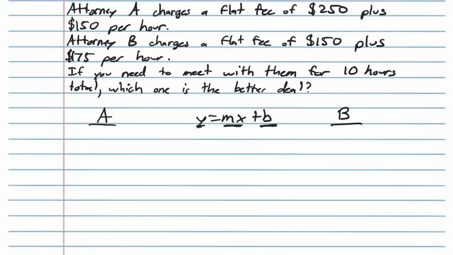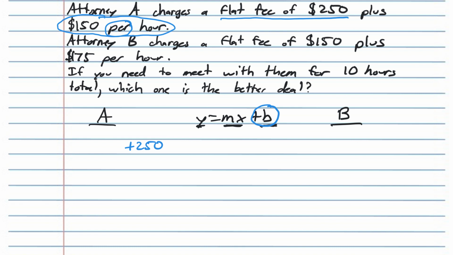So attorney A, again, let me go underline some information. Flat fee of $250. Okay, well that's the B value. So we know attorney A is going to be something, and at the end it's going to be plus 250. And then we know that the 150 per hour, again, there's that word per, because that's usually the giveaway that this is the changing amount. This is the amount that depends.